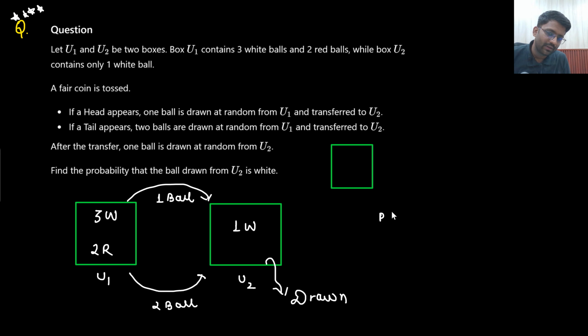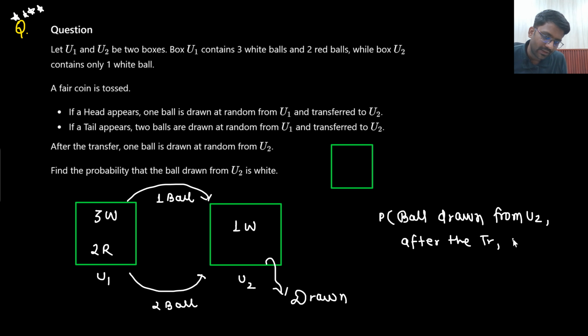You need to find out the probability that the ball drawn from U2 after the transfer is white. This is what we are supposed to find out.